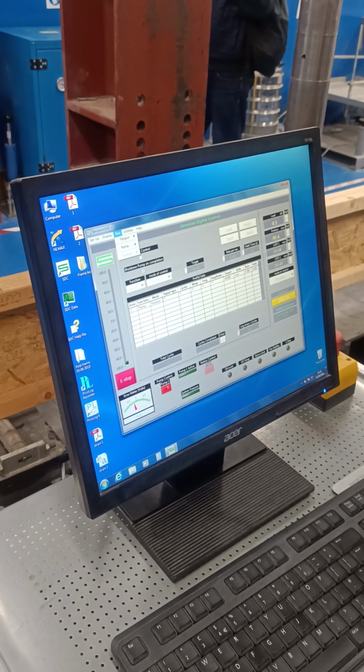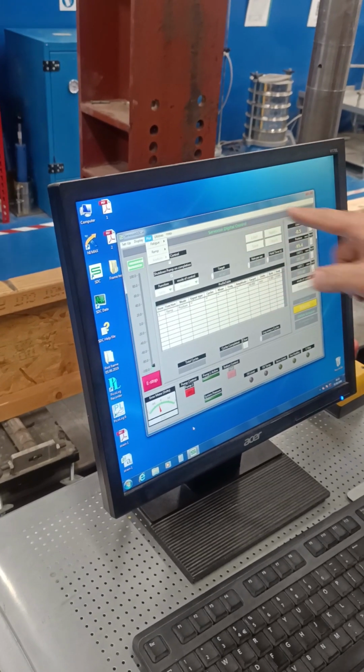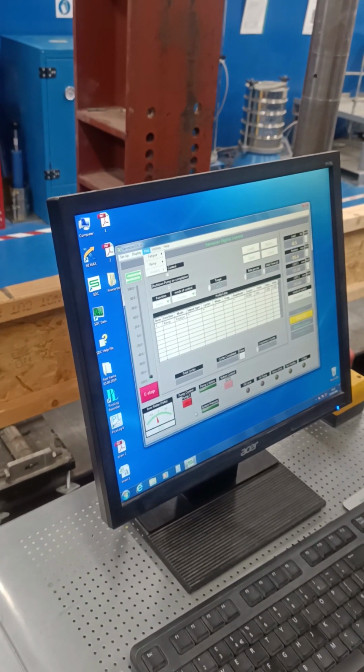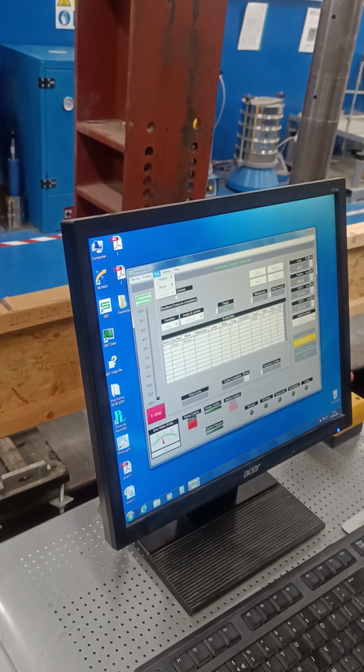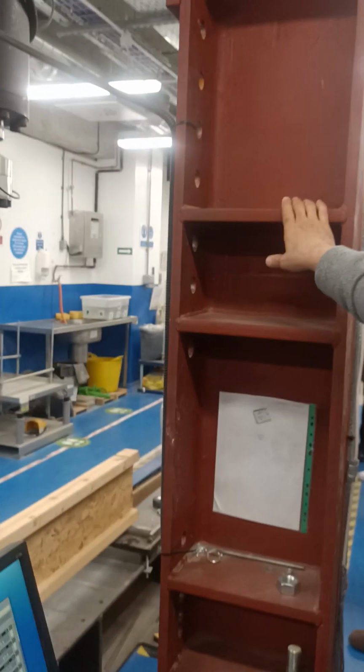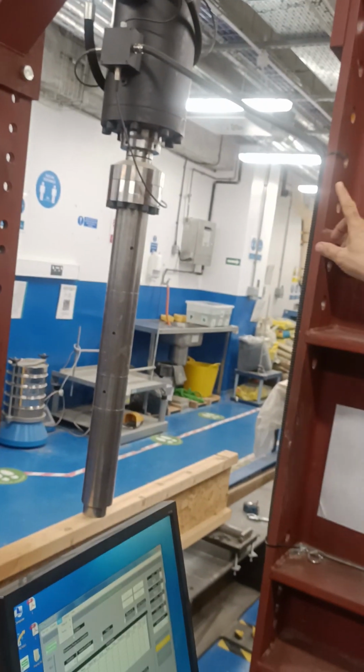What do you call this machine, sir? Compression machine, and the name of the company is this one. Look at the frame. This can take 3,000 kilonewton. It can break anything. If the whole building collapses, you can safely stand under this. You will be safe.